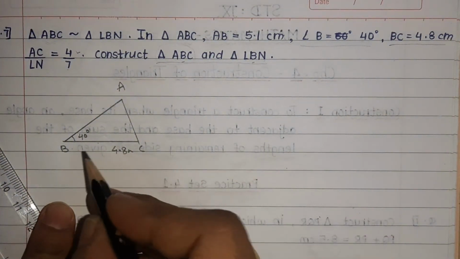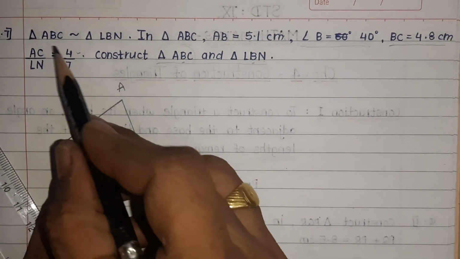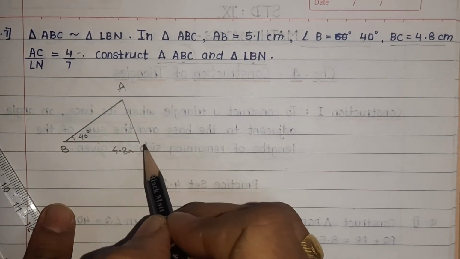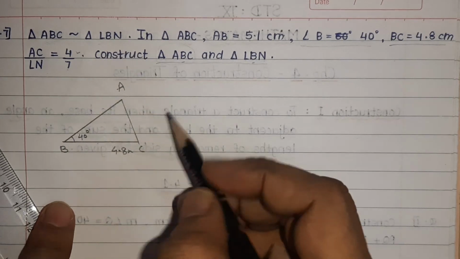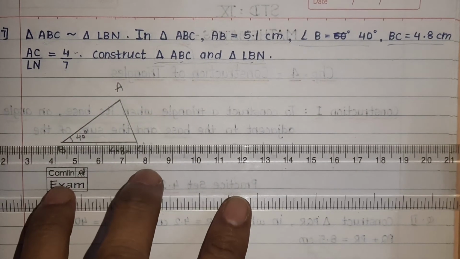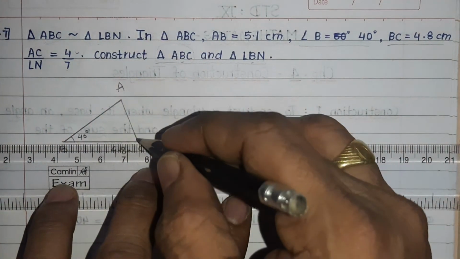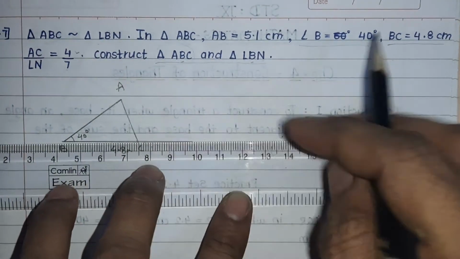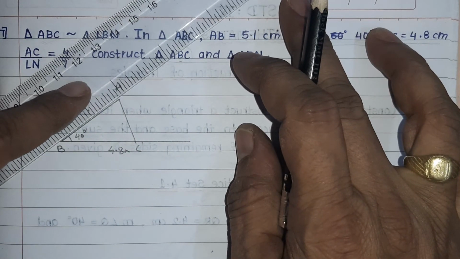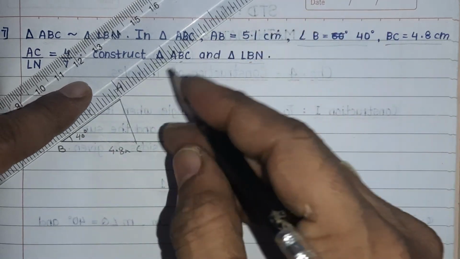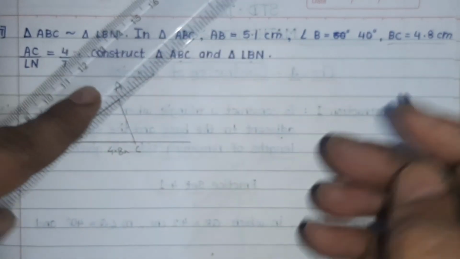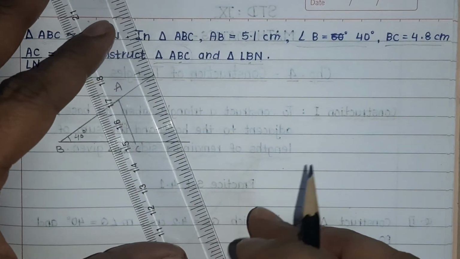And dear student, see ABC, here LBN triangle is there. For that purpose what we have to do is produce this BC further like this, and this AB also we have to extend like this and join this.